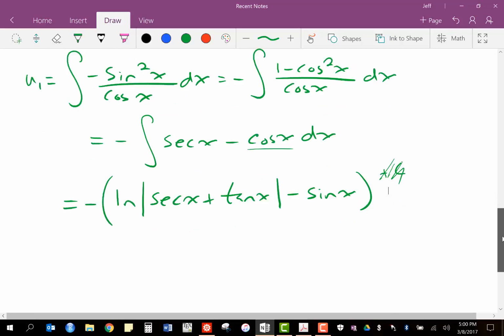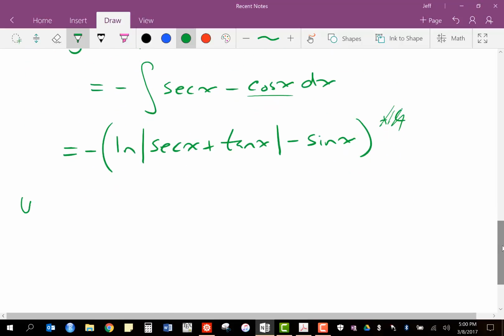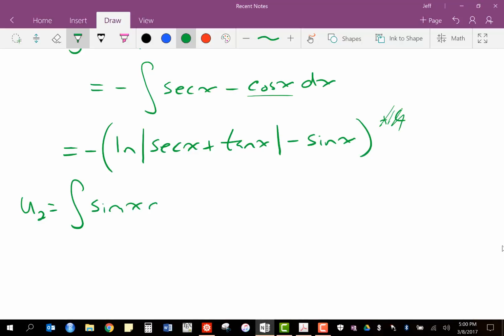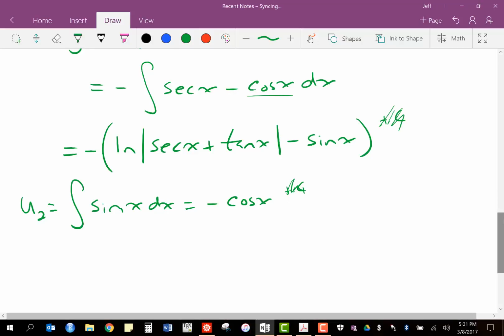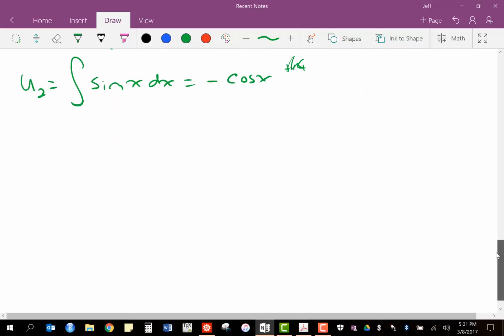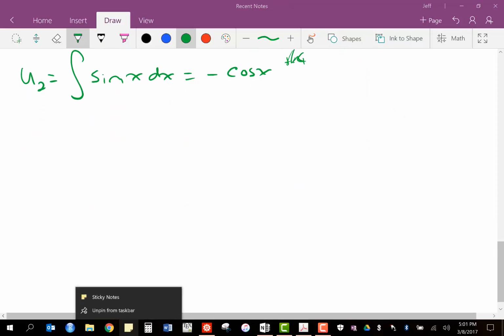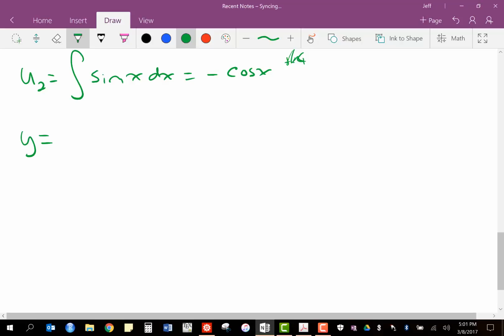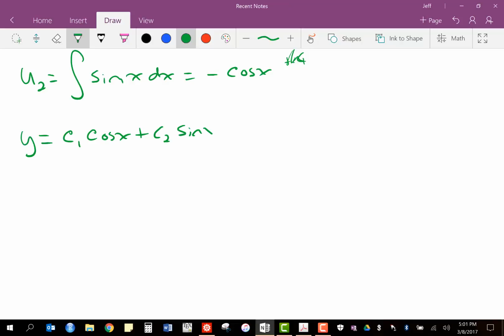u2 prime is the sine of x, which means that u2 will end up being the integral of the sine of x dx, which is negative the cosine of x. And again, there's a plus c that we are not going to need because of the way that we're going to put these solutions together. So that means that our solution to this differential equation is going to be the complementary solution that we found all the way back at the beginning, c1 times the cosine of x plus c2 times the sine of x plus the particular solution.